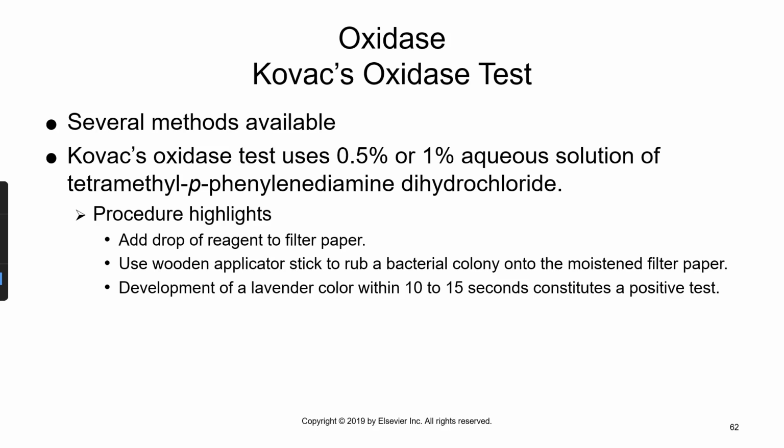Procedural highlights. Add a drop of reagent to the filter paper. Use a wooden applicator stick to rub a bacterial colony into the moistened filter paper. Development of a lavender color within 10 to 15 seconds constitutes a positive result.